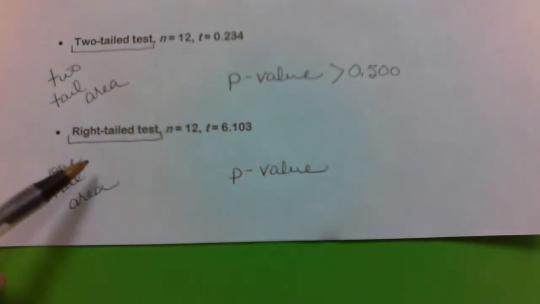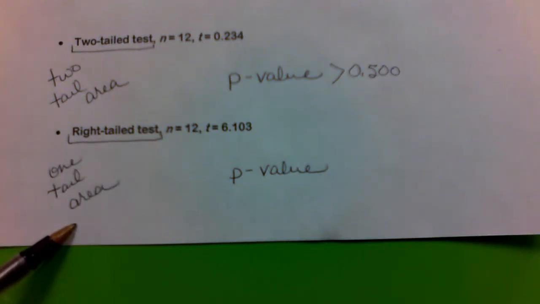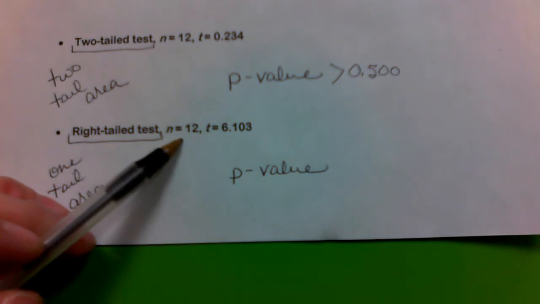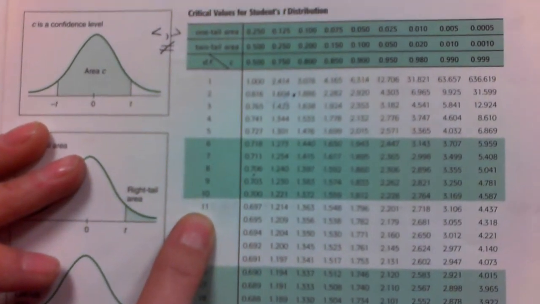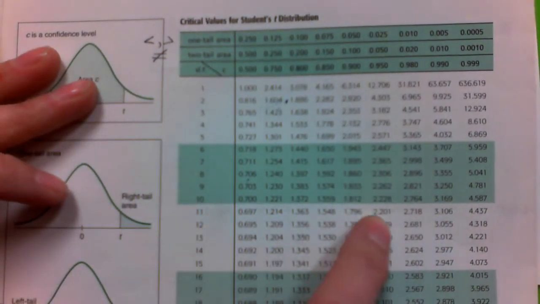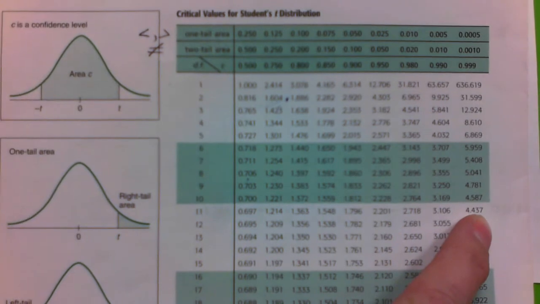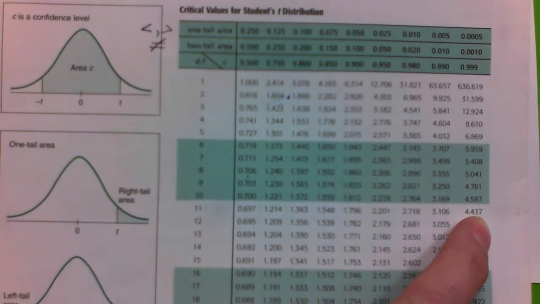And then the last one, right-tailed test, that's a one-tail area. Our DF is still 11. Now I'm looking for 6.103. So here's 11, and I'm looking for 6.103. Well, if you'll notice, the largest number is 4.437.